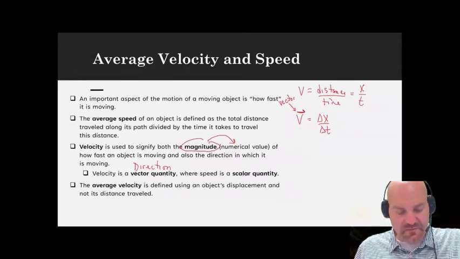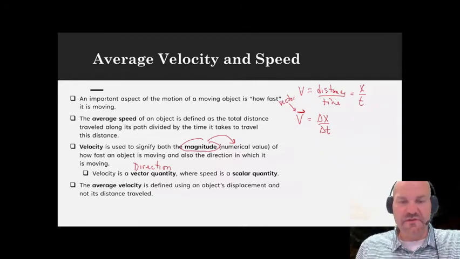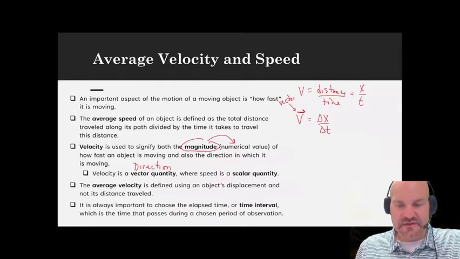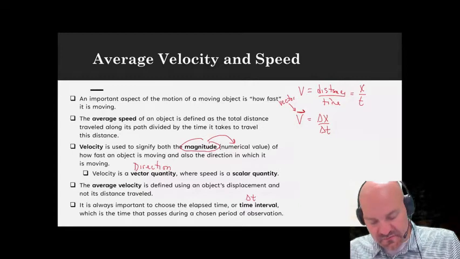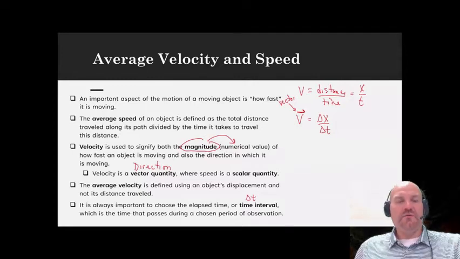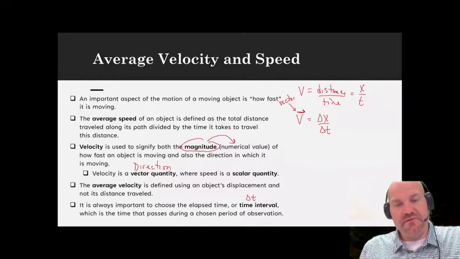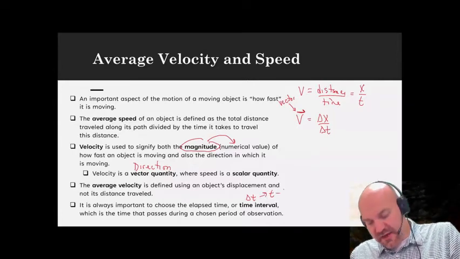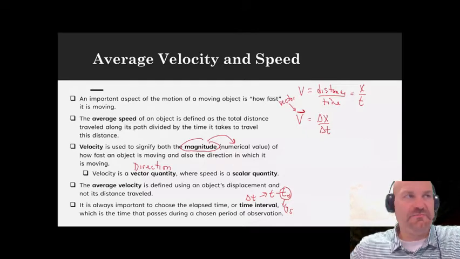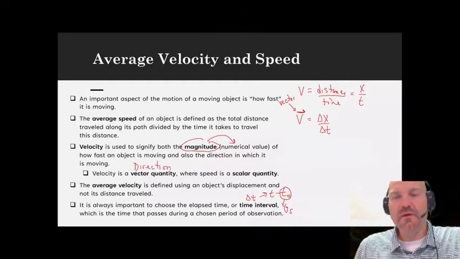Now, the average velocity is defined using the object's displacement and not the distance traveled. And that's the equation I just wrote. It is always important to choose the elapsed time, or what we call time interval, delta t, which is the time that passes during a chosen period of observation. Majority of the time, yes, this is going to be t minus t0, but a good portion of the time, t0 will be 0 seconds. So a lot of times it's just whatever time is presented to you in the problem.